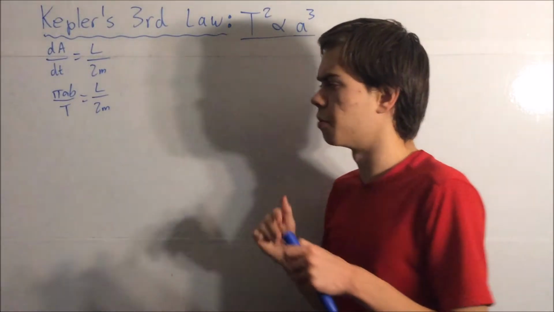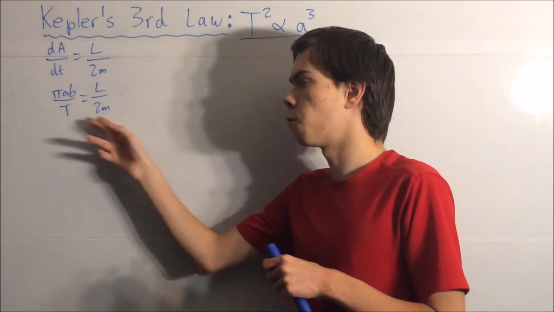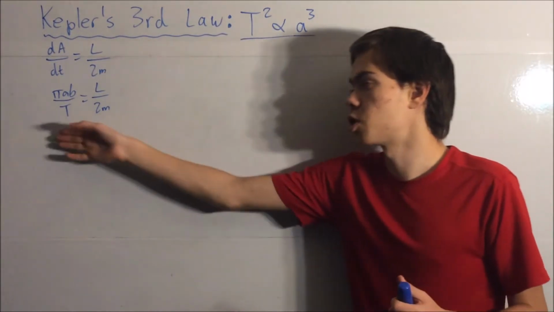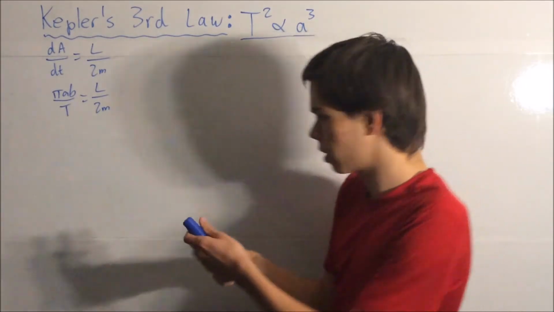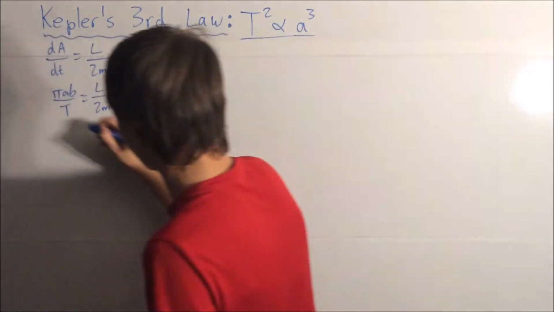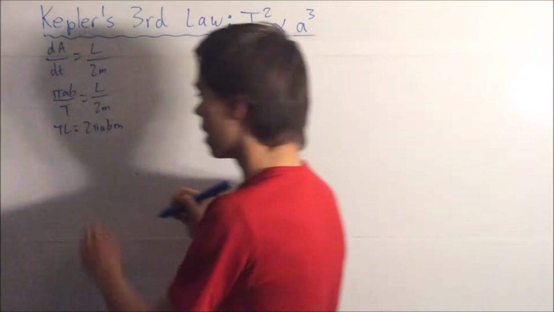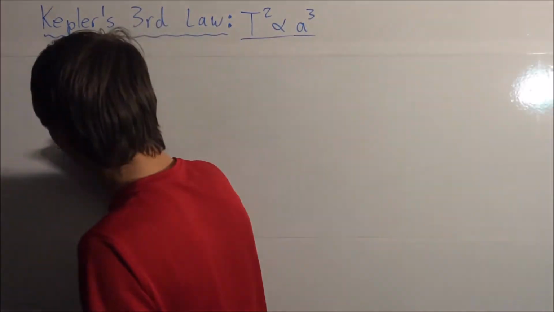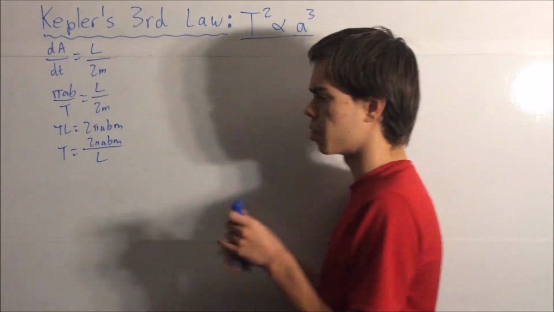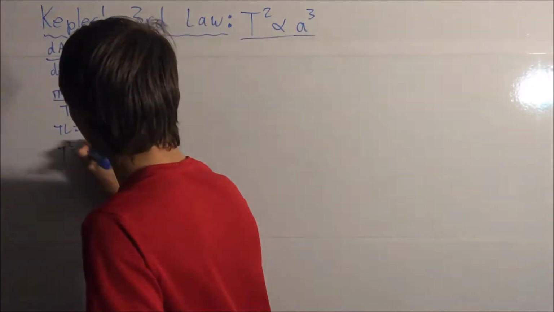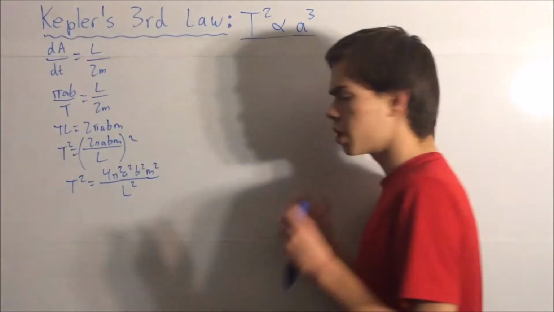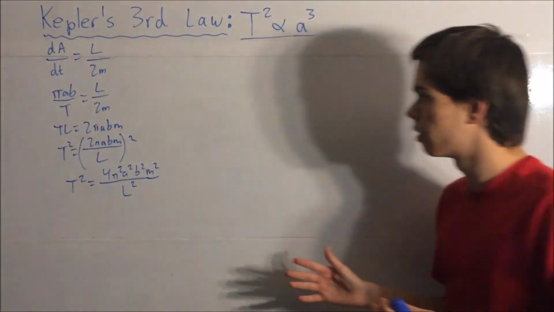Now what I'm going to do is solve for T squared, because that's one of the parts of Kepler's third law. To start off, I'm just going to cross multiply first. Then I'm going to divide L on both sides. Now after that, remember, I'm solving for T squared, so I'm just going to square both sides. So this is what we get when we solve for T squared.